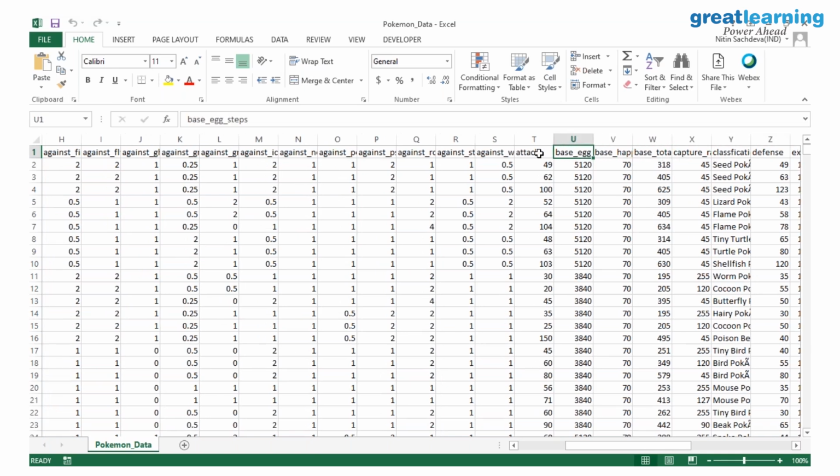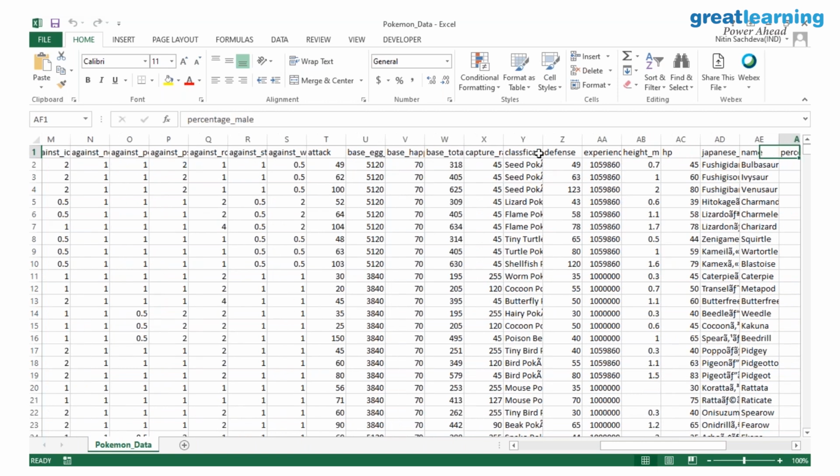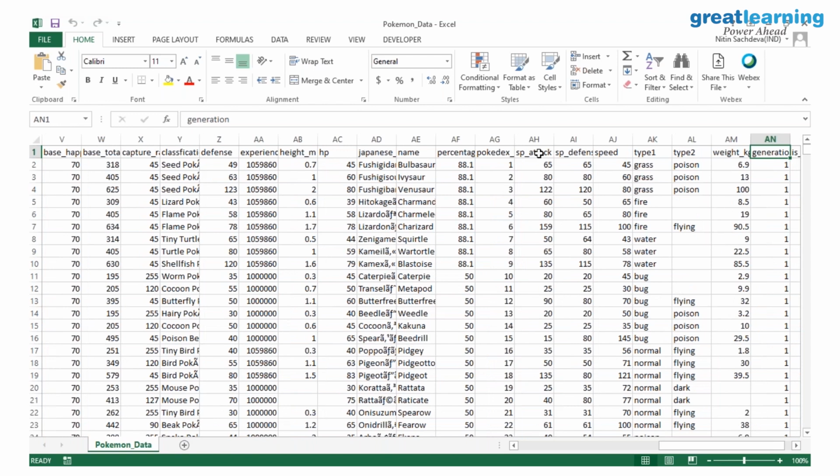Apart from that, there are the hatching steps that we mentioned, how many steps it takes the Pokemon to hatch an egg. These are given. Base happiness is measured on a specific parameter between 0 to about 140, if I remember it correctly. There's a total to the base. There's a capture rate. There's a classification of the Pokemon character. There is a defense score, some experience growth, height, HP, Japanese name. So what I'm trying to say is, the more time you spend on the data, the more clarity you get as to what to do with it and what exactly we can extract as information from that data set.